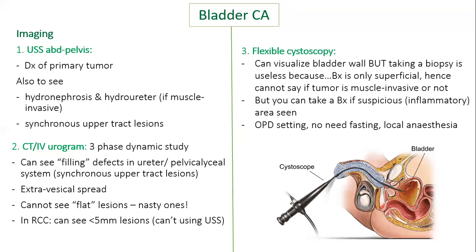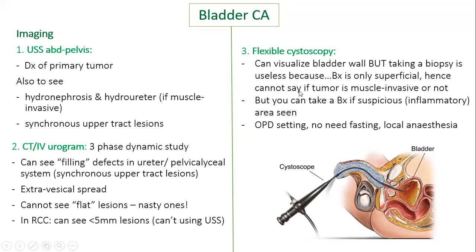Now you know the difference between flexible and rigid cystoscopy, right? Flexible, you can do it in an OPD setting because you don't need to fast. All you give is local anesthesia. Compared to a rigid cystoscopy, you need to put the patient under GA and he needs to fast, and you can't do it in OPD, basically the opposite. So the advantages of flexible cystoscopy are always more, and you can mention that that's why you are going ahead with a flexible rather than a rigid cystoscopy. Here, you can visualize the bladder wall to check those flat lesions and see if there's a tumor.